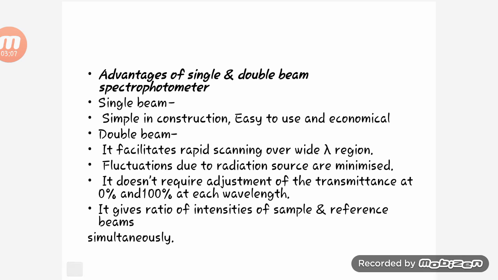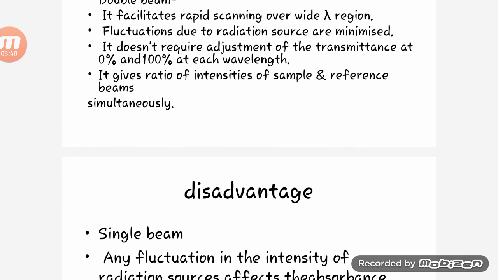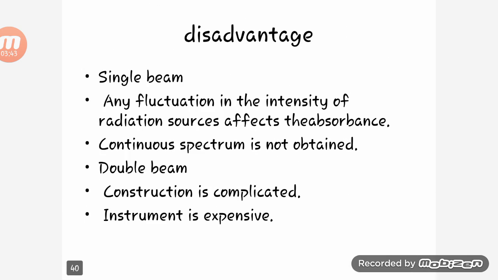The advantage of single beam spectroscopy is that it is very easy to use and economical, while double beam facilitates rapid scan over a wide wavelength region. Fluctuation due to the radiation source is minimal here. It does not require adjustment of transmittance of 0% and 100% at each wavelength. It gives the ratio of intensity of the sample and reference beam instantaneously.